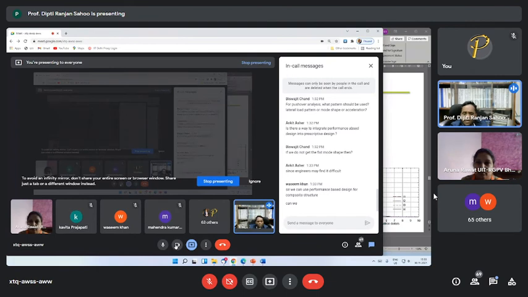Yes, the answer is yes. We can use the performance-based design for composite structures. In fact, in some of the codes it is mandatory. In Japanese codes, it is mandatory to go for the performance-based design for composite structures.